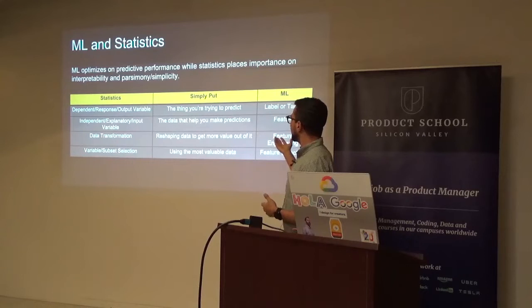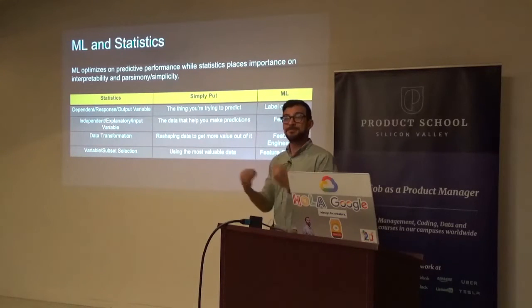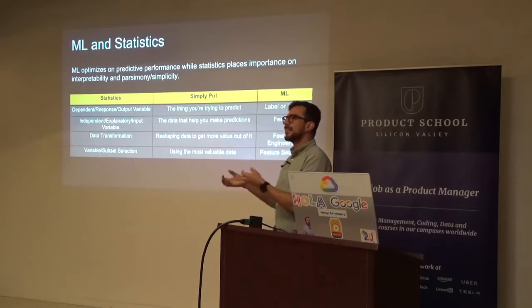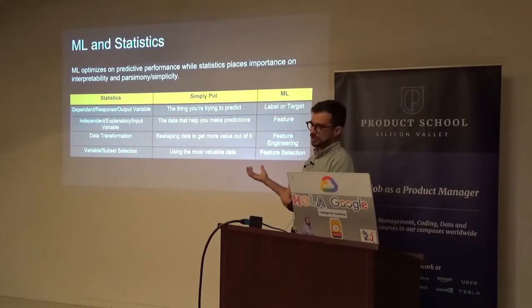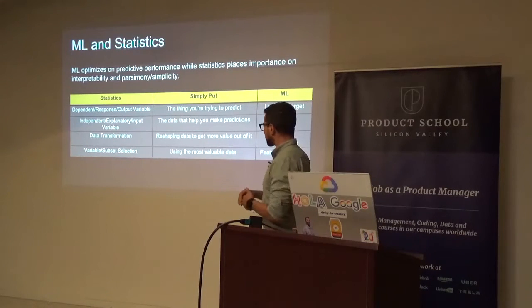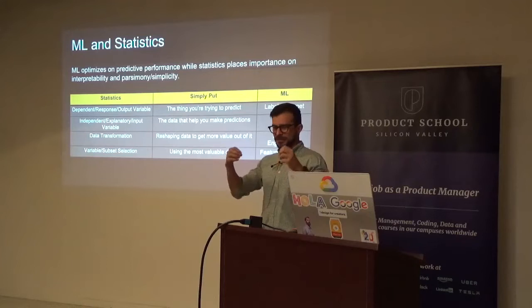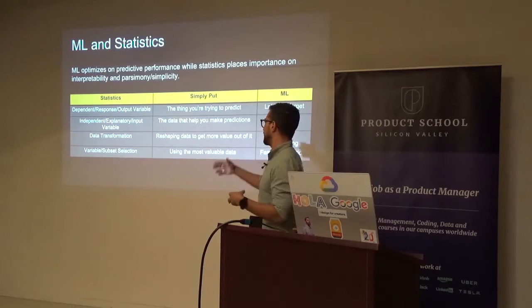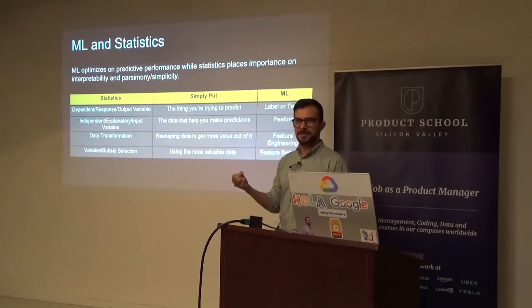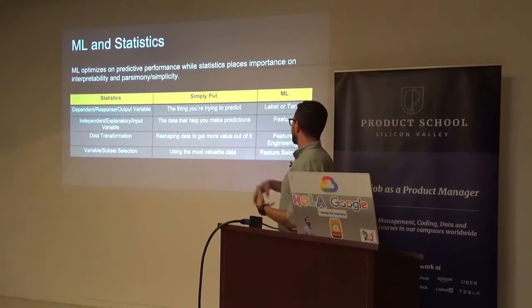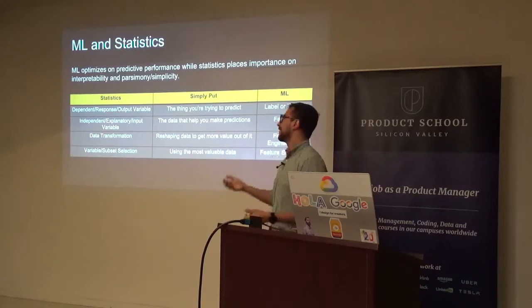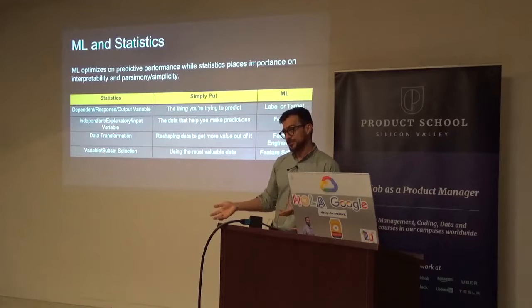The data that will help you make predictions are the independent variables in statistics, which are called features in machine learning. When you're trying to get all your data in the right place, reshaping the data to get the most out of it, it's usually called data transformation in statistics. In machine learning, it's called feature engineering.